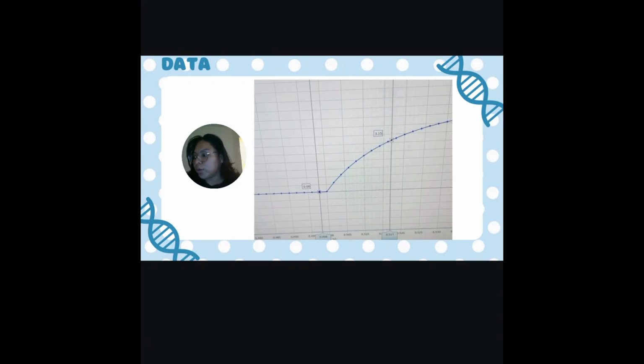So for our voltage, it was 0. Voltage is on our Y axis, and on our X axis is time. While voltage was 0, our first time value was 0.498. And then while voltage was at 63% of the total voltage, which is 3.15, our time was 0.503.